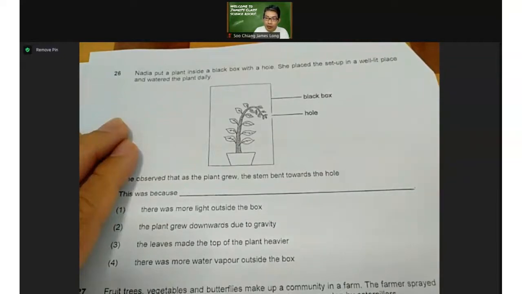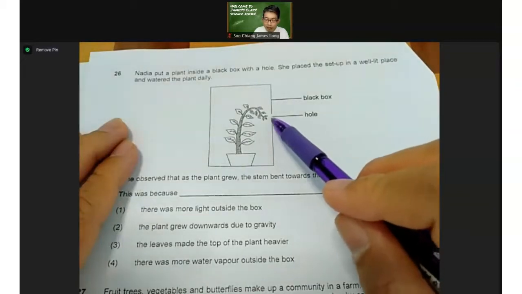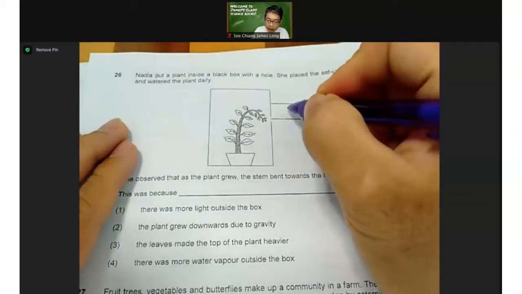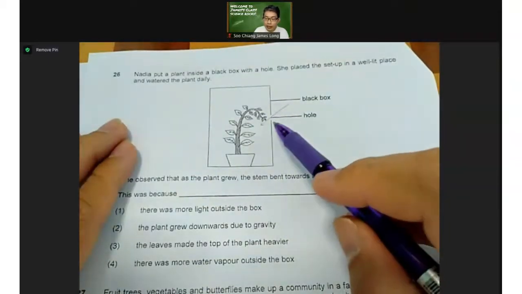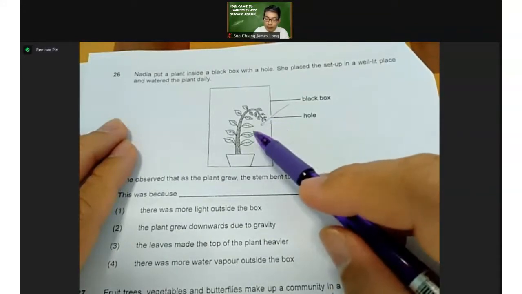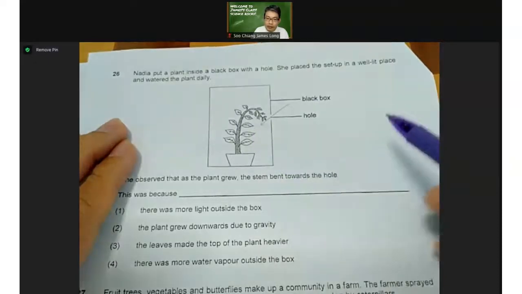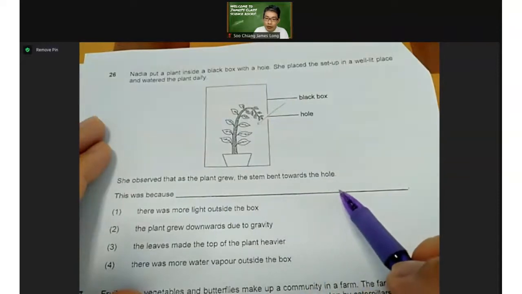If it is a black box and the material, like for example wood or cardboard or paper, is not given, we assume that light cannot pass through it. Of course, light can pass through a hole. This is just air, so light can pass through it. Of course, a plant being a living thing will respond to light because it will grow towards it. It needs light to photosynthesize, to make food, right? The chlorophyll in the chloroplast traps light. So as it grows, the stem bends towards the hole.